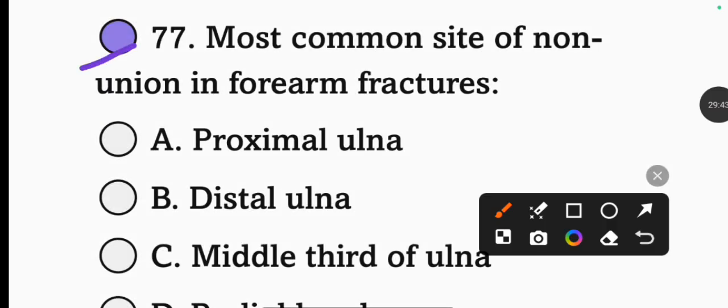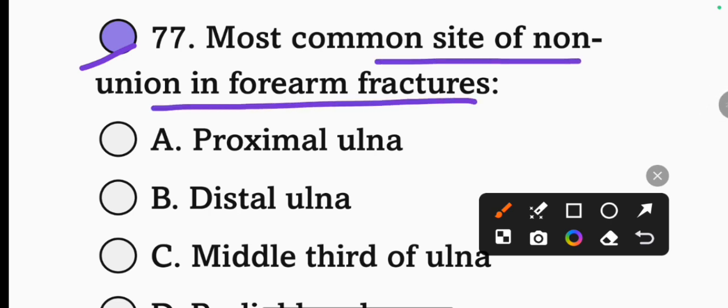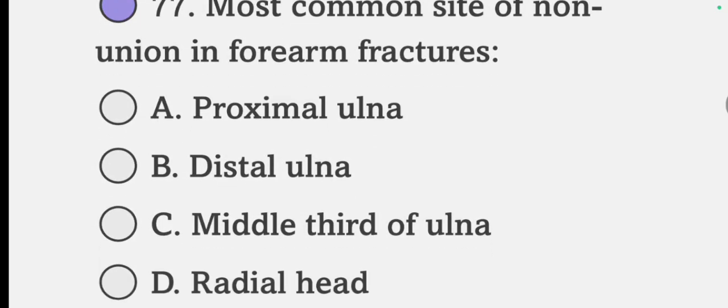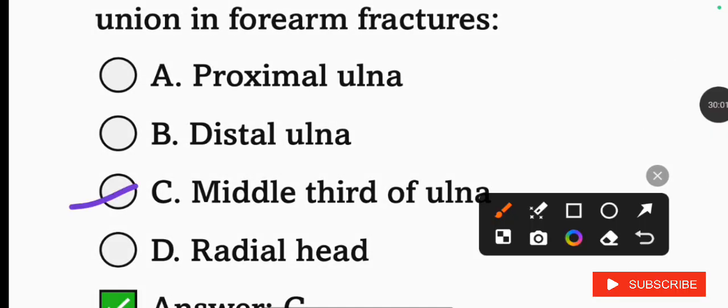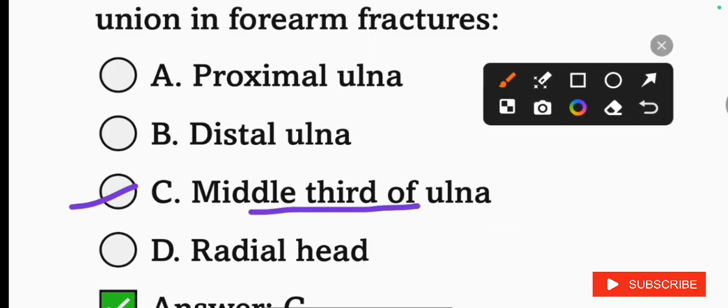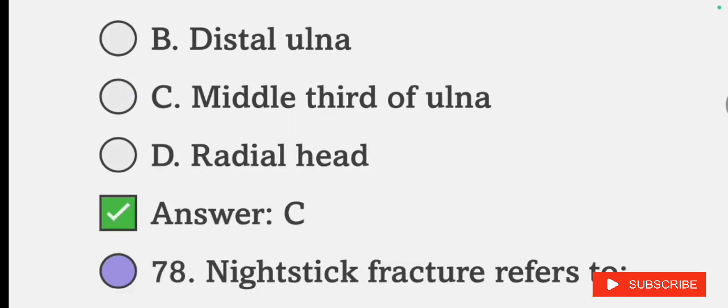Now come to 77 questions. Most common site of non-union in forearm fractures. So forearm fractures, as both bone fractures, are very commonly seen in the middle third of the ulna. Why? Because blood supply is poorest in the middle third, and in neglected and inadequately immobilized fractures. So it is seen in the middle third of the ulna. I think it is clear?